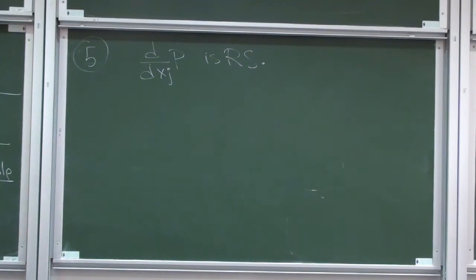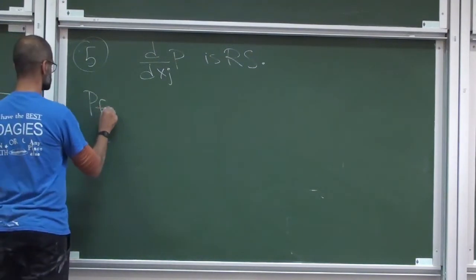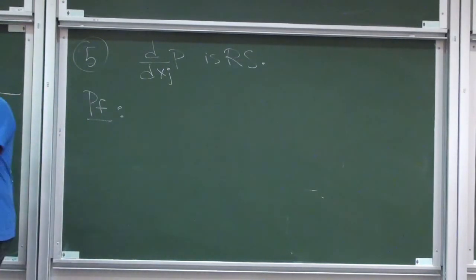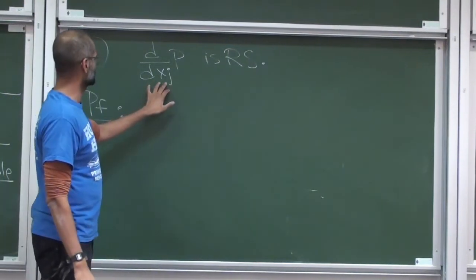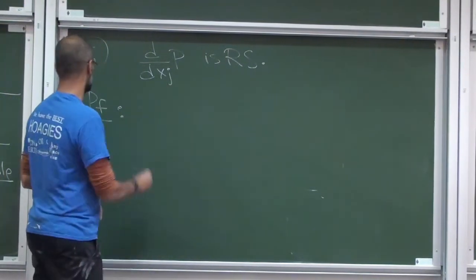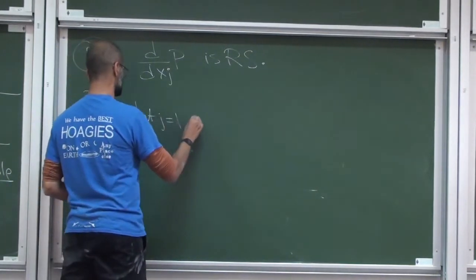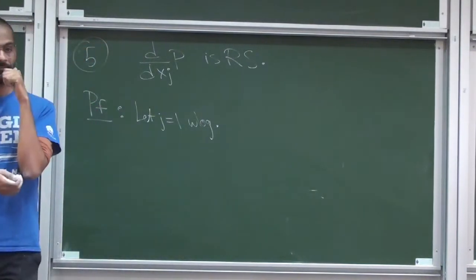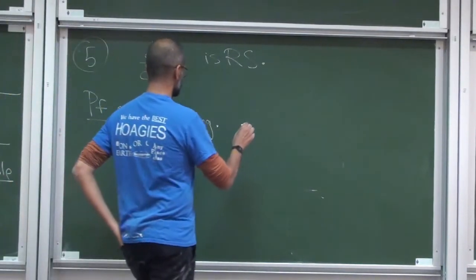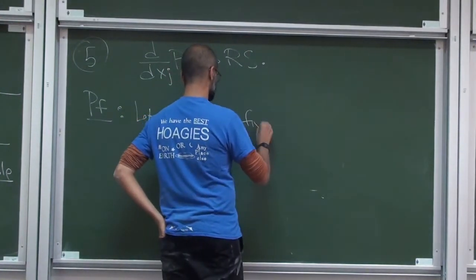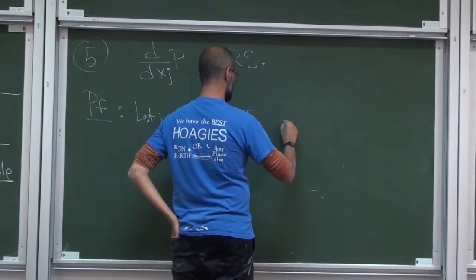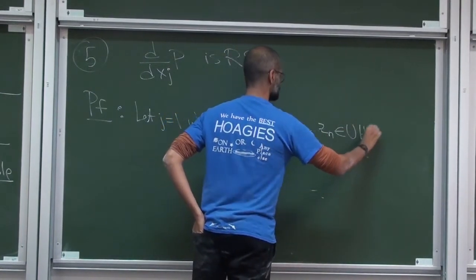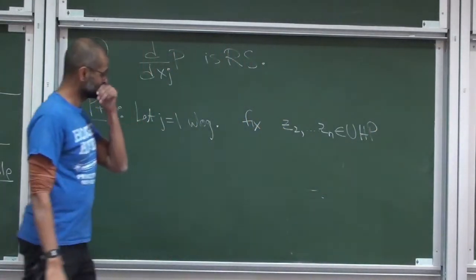Okay, so what's the proof of this? Well, I've assumed P itself is real stable. Let's say I'm differentiating with respect to, let j equal 1 without loss of generality. So let's say I'm differentiating the first variable. Now, what do I need to show? I'm going to fix some point z2 through zn in the upper half plane. I'm not going to fix the first variable.